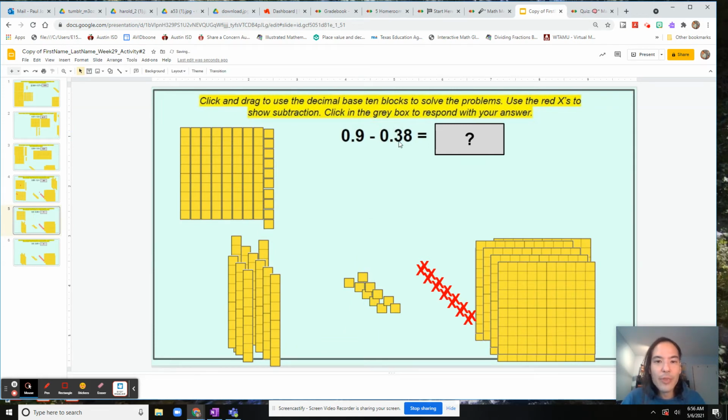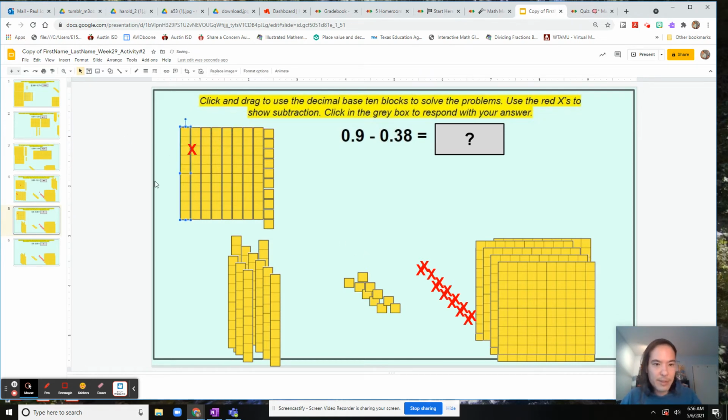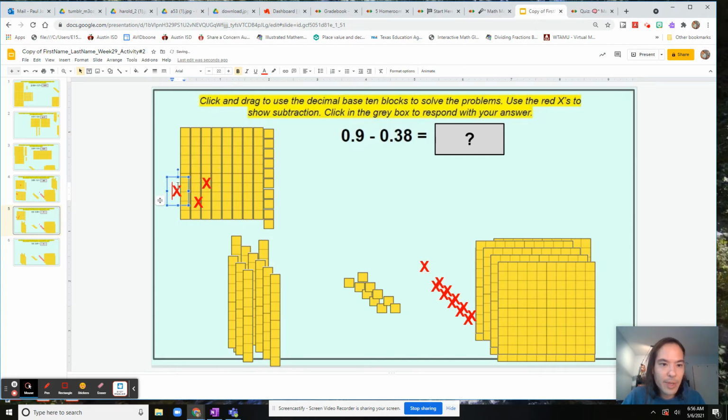Okay, so let's take away 3 tenths and 8 hundredths. All right. So I'm going to take away 1, 2, 3. I don't know why this one doesn't want to hang out on top of it. There we go. Okay, so I took away 3 tenths, and now I need to take away 8 hundredths.